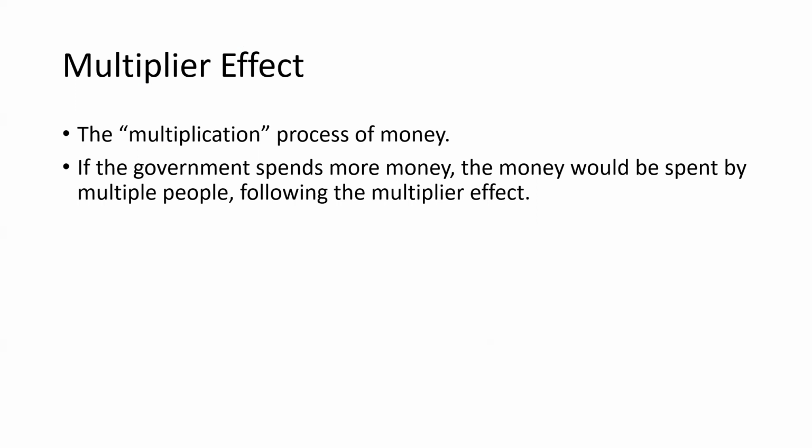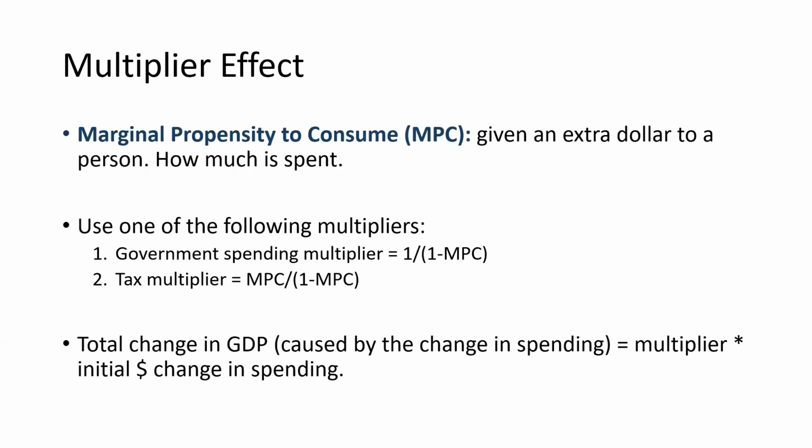If the government spends more money, the money will be spent by multiple people, and it gets passed on to dozens of people in the economy. This follows the multiplier effect. To find out how much the money is multiplied, we need the marginal propensity to consume, MPC. That is, given an extra dollar, how much is spent by that person?